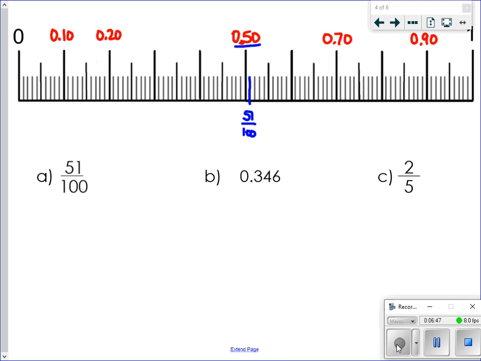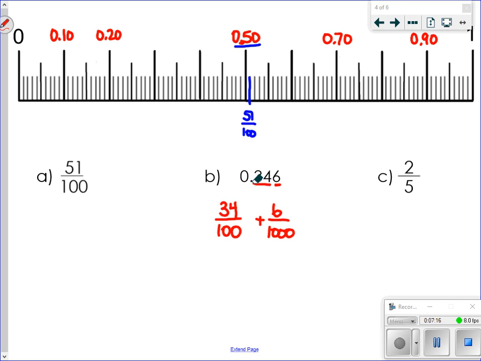Well, I can think of this in a few different ways, but since my number line is split into hundredths, let's think about how many hundredths are in this number. Well, 34 hundredths plus I have 6 thousandths, don't I? Okay, so that means it's going to be past 34 hundredths by a little bit.